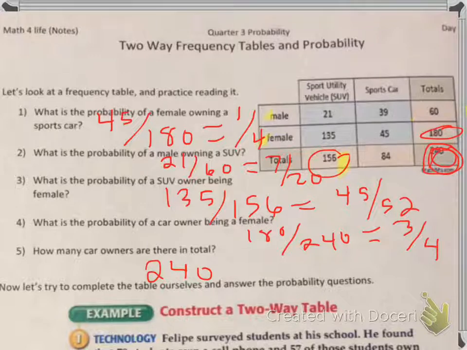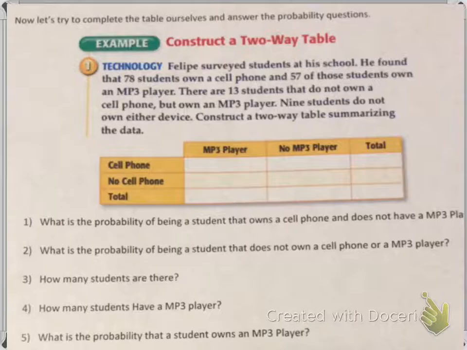So that's kind of how we read a two-way frequency table. This time we're going to see if we can fill it out on our own and then answer the questions as well. So Felipe surveyed students at his school.